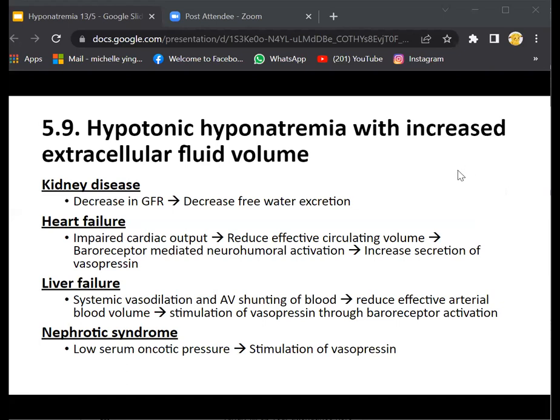In liver failure, there will be systemic vasodilation and AV shunting of blood, which will reduce effective arterial blood volume, which will stimulate vasopressin through baroreceptor activation. And lastly, for nephrotic syndrome, there will be low oncotic pressure, which will stimulate vasopressin secretion.